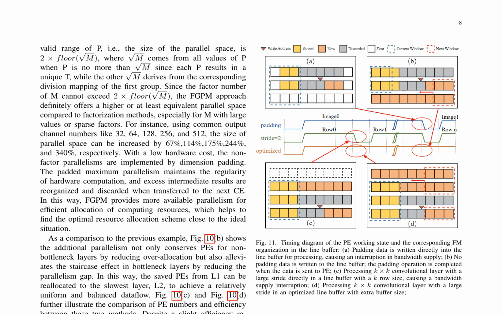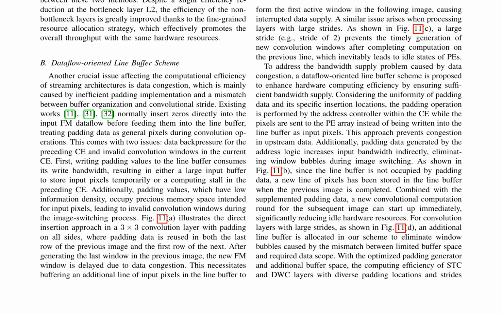The proposed memory-optimized streaming architecture for LWCNNs aims to enhance computing efficiency by addressing the limitations of current streaming accelerators. It uses a fine-grained parallel mechanism and a data flow-oriented line buffer scheme to promote overall throughput and reduce data congestion. The architecture significantly enhances the computing efficiency of STC and DWC layers with diverse padding locations and strides.